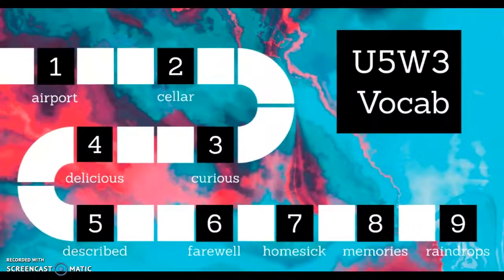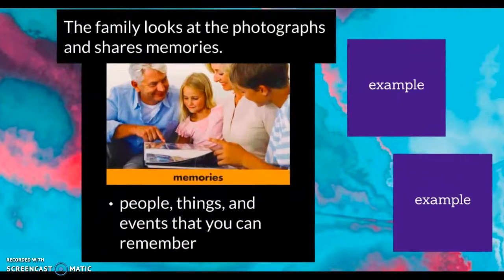Great, you guys, we're almost there. Our next one, number 8, putting number 8 down, is memories. The family looks at the photographs and shares memories. Let's say that word together. Memories. Memories are people, things, and events that you can remember. So maybe you remember a person, maybe you remember a thing, or maybe you remember something that happened. Okay, writing both of those down.